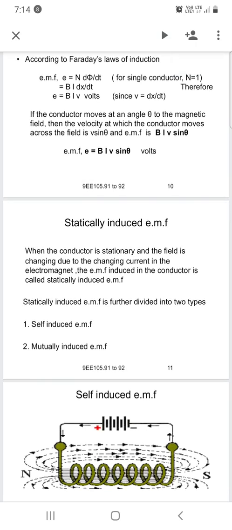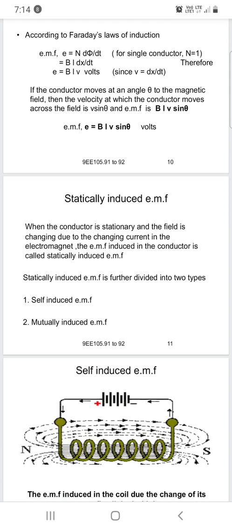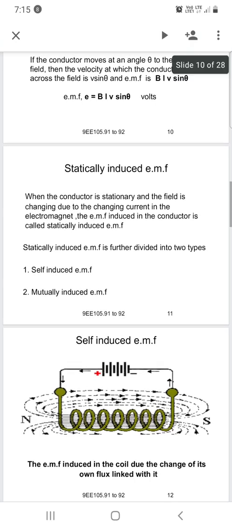If the conductor is moved at an angle theta to the magnetic field, then the velocity at which the conductor is moved across the field is V sin theta, and the induced EMF is BLV sin theta. Then the EMF E is equal to BLV sin theta, where theta is the angle between the conductor and the magnetic lines of force or magnetic flux in the magnetic field.